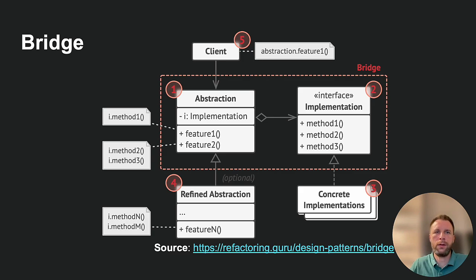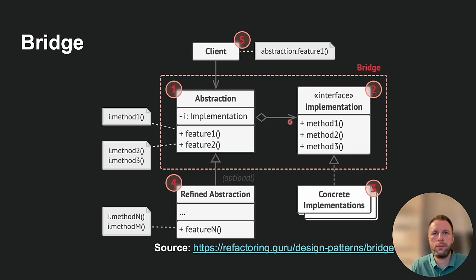Now we are looking at the diagram for the design pattern called bridge. So you see under number 1 we have something called abstraction, where we have defined a reference for the specific implementation. And this abstraction defines some features. So feature 1 and feature 2. You see when you have feature 1, it's calling method 1 from our implementation, and feature 2 is actually calling 2 methods from our implementation.